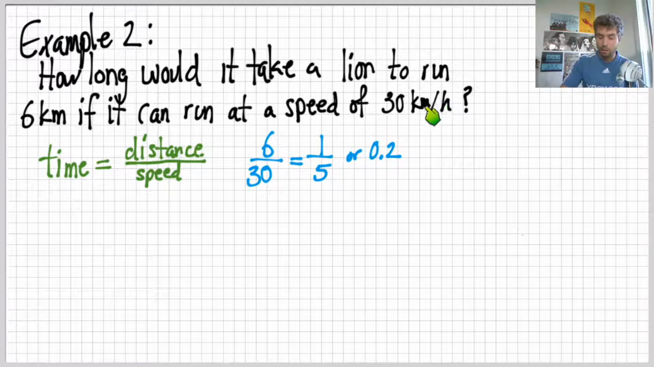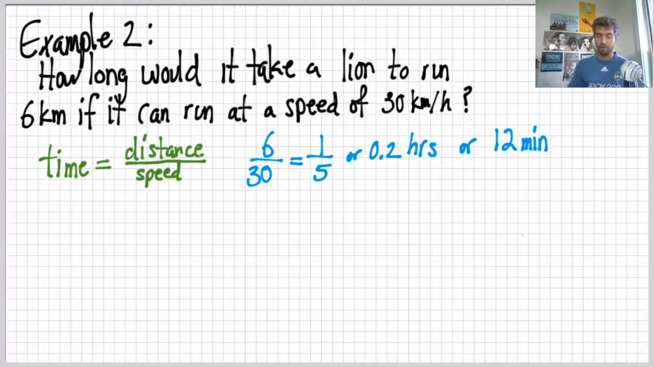We were doing kilometers divided by kilometers per hour. The kilometers cancel, and the hour in the denominator flips around to the top, so it ends up as hours. It's 0.2 hours, and that's a perfectly acceptable answer. But we could also say that's 12 minutes, since 1/5 of an hour is 12 minutes. Next problem, example 3.